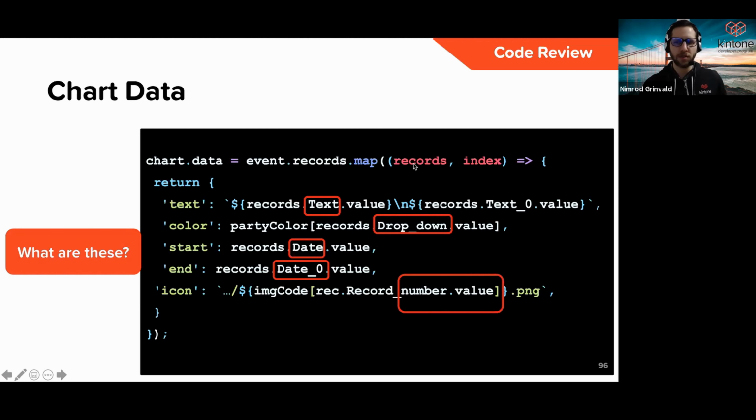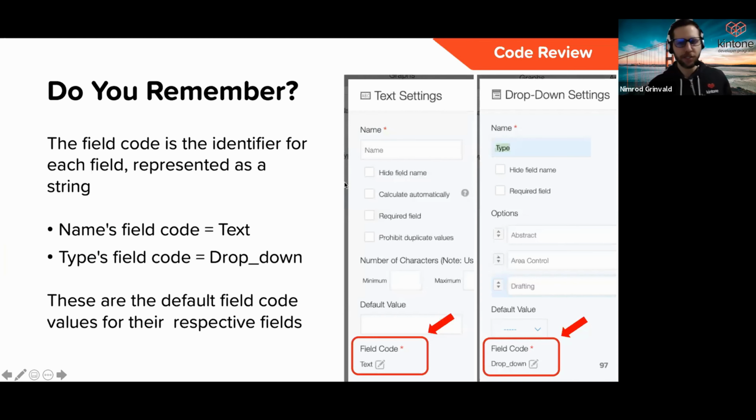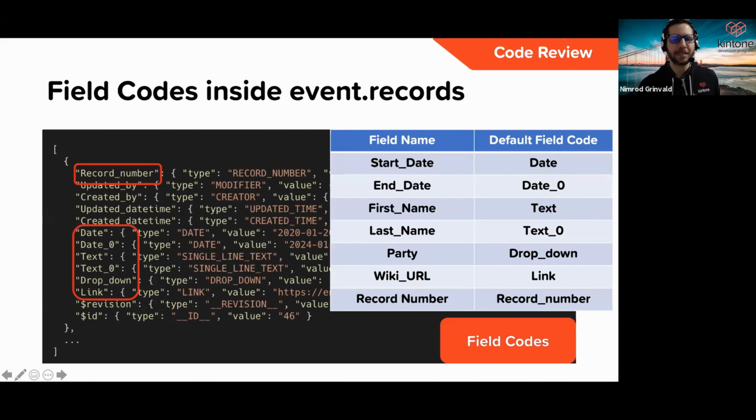Okay. So you'll notice we've got some things. Not quite sure what these are. Text, drop down, date_0. This might look a little familiar. Well, about an hour ago, we had this conversation about field codes. Okay. And we said that fields on the back end in Kintone ultimately need to be uniquely identified. And we identify them with field codes. And so what we do is we can see them here inside of the event.records object.